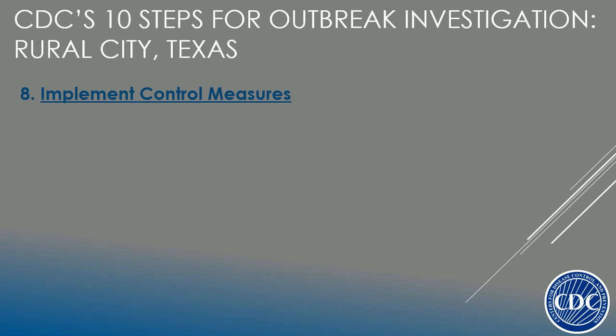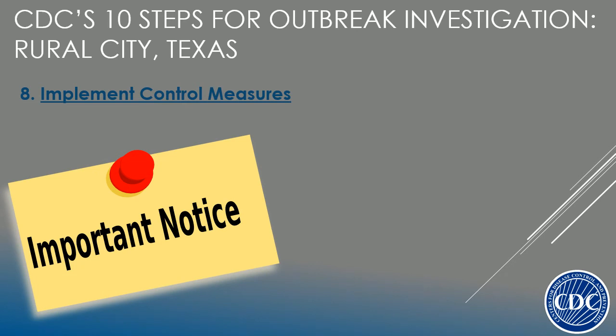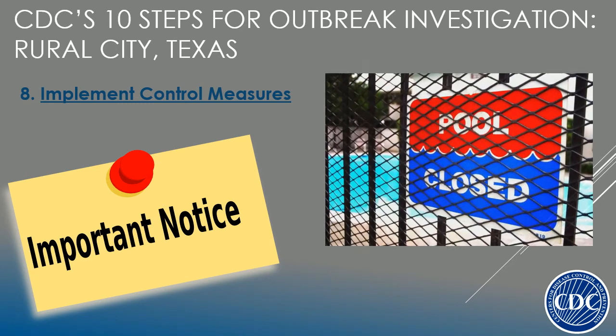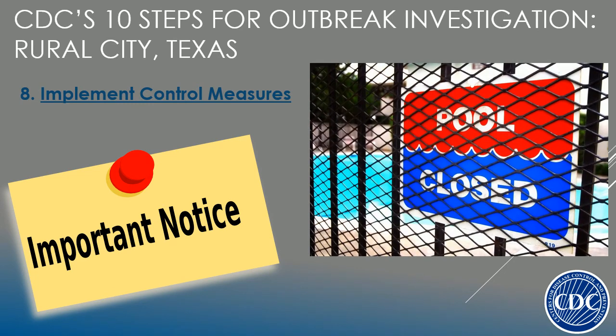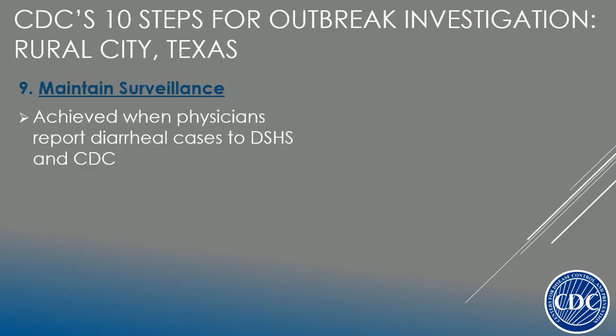The 8th step includes implementation of control measures by first notifying the residents of a confirmed Cryptosporidium outbreak. The epidemiologist on the team suggests closing the pool until the water is properly treated and tested safe for recreational use, and suggests that all ill neighbors remain out of the pool until the area is tested free of the disease. Maintaining surveillance is achieved when physicians report any diarrheal cases to DSHS and the CDC to monitor the outbreak.